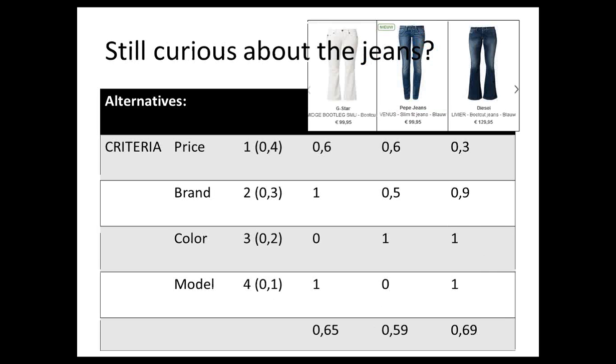Now, of course, just like me, you're still curious about the jeans. I did the same for the jeans, and I came up with the expected value of 0.96 for the bootcut Diesel jeans, a value of 0.65 for the G-Star, again bootcut jeans, and a value of 0.59 for the slim-fit Pepe jeans in blue, which means that I can go to the shop and buy this type of jeans.